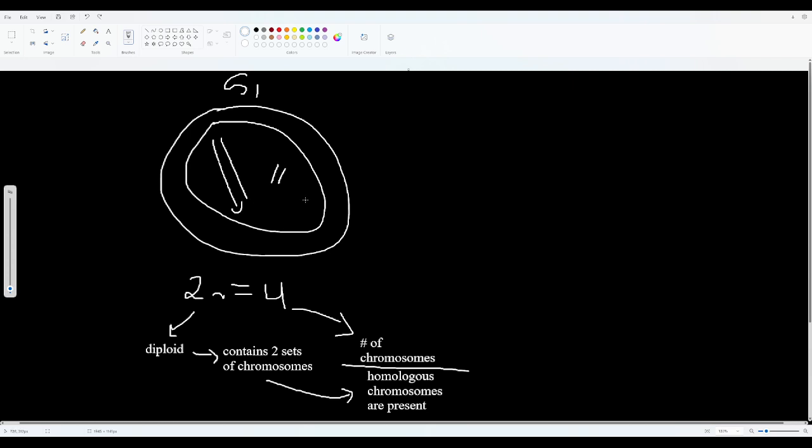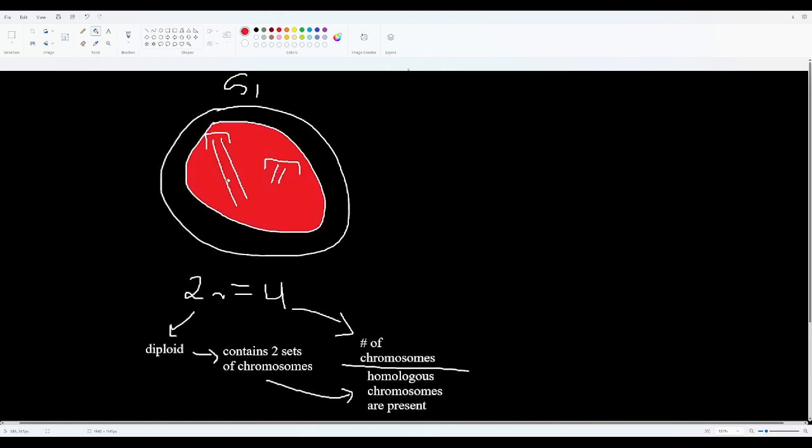Okay, good. Now, why is one pair bigger than the other pair? Well, we notice this because these are your homologous pairs. So when we say 2 sets of chromosomes, this is kind of what we mean. So let's color these actually. And this is going to really come in handy when we talk about meiosis.